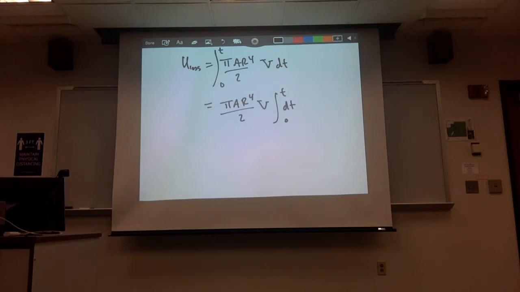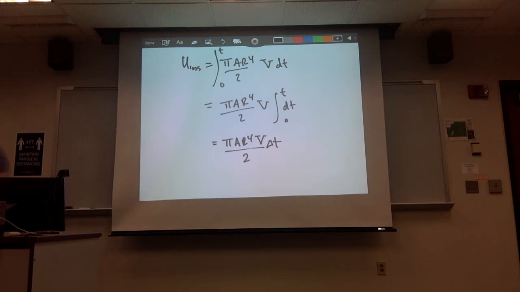What's the integral of dt? T, if I go from 0 to t, so this is simply t, or the same thing we call delta t. So it's going to be pi times a times R to the fourth times V, all divided by 2, all times delta t.